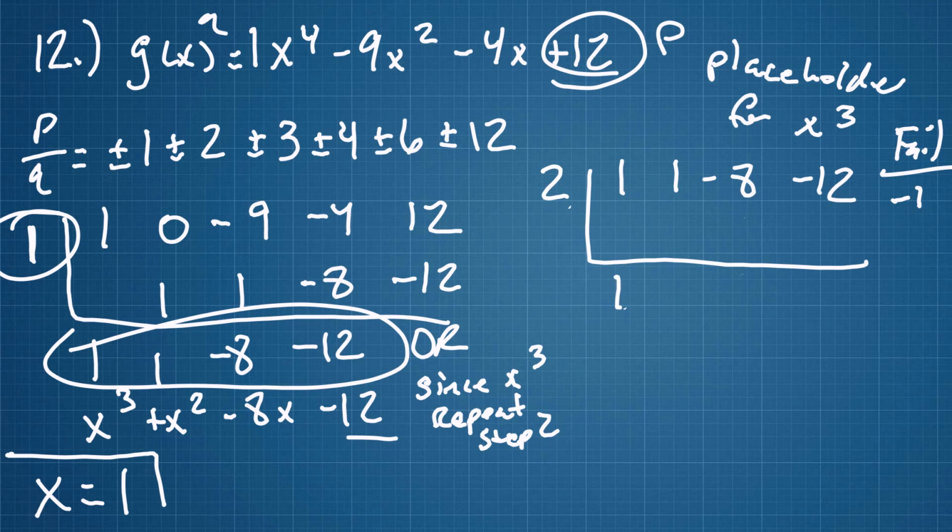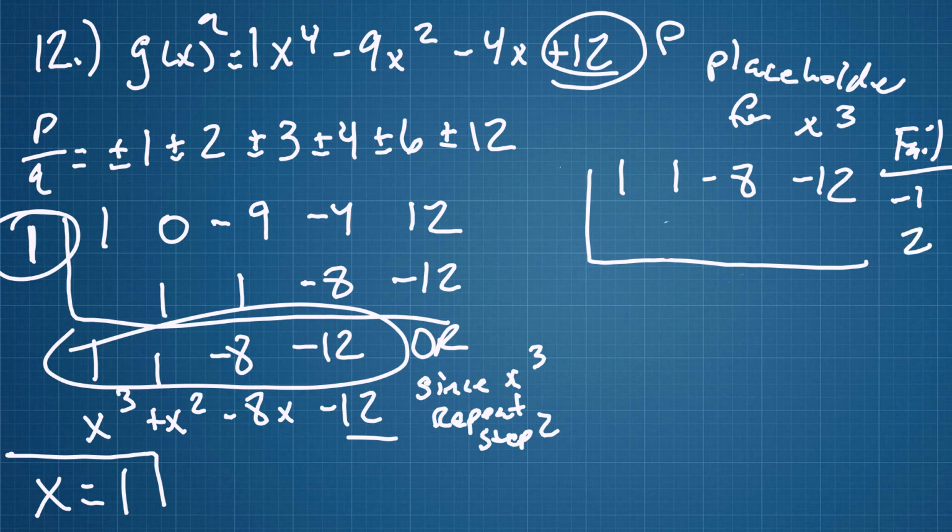Drop down the 1. 2 times 1 is 2. 1 and 2 is 3. 2 times 3 is 6. -8 and 6 is -2. 2 times -2 is -4. That's going to give me a remainder of -16, which means 2 is not going to work. It goes to my fail list.